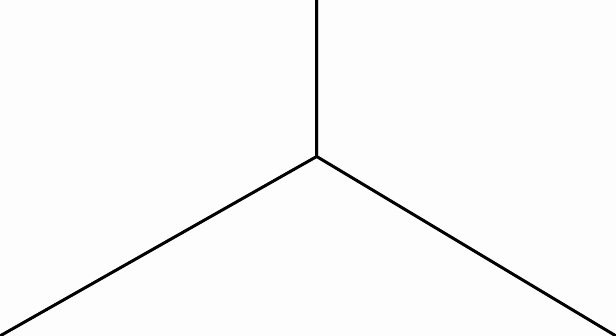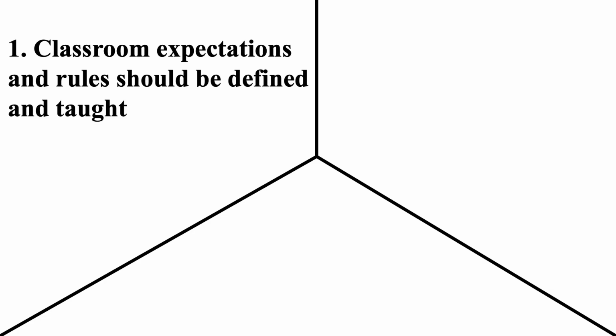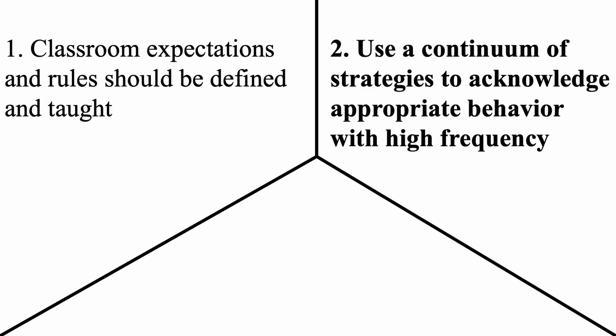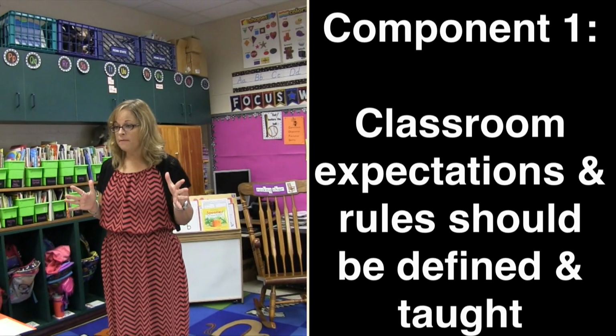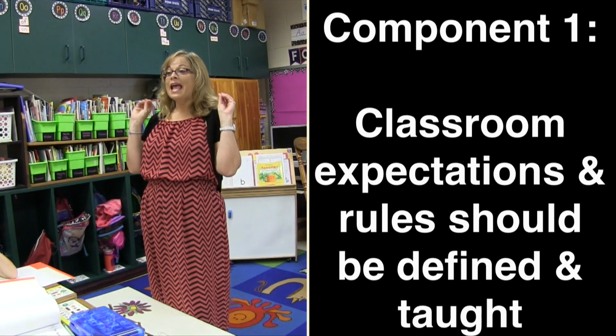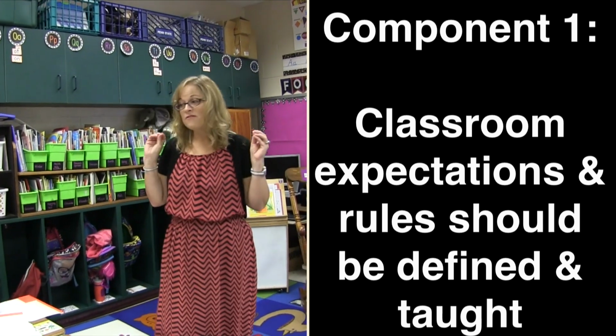There are 3 key components of this HLP. They are 1. Classroom expectations and rules should be defined and taught. 2. Use a continuum of strategies to acknowledge appropriate behavior with high frequency. And 3. Optimize instructional time. Component 1. Classroom expectations and rules should be defined and taught.